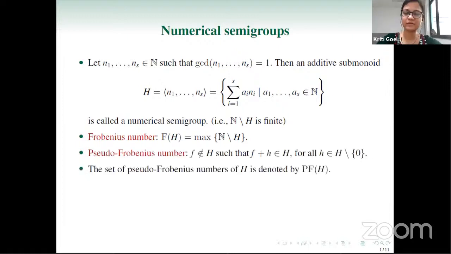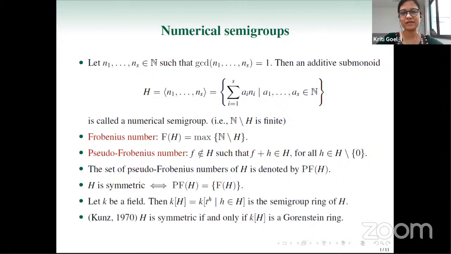The next term we define is the pseudo-Frobenius number. These elements again are picked from the gap set, but now they satisfy the property that F plus any non-zero element of the numerical semigroup should land inside the numerical semigroup. The Frobenius number satisfies this property by definition. The collection of pseudo-Frobenius numbers is the set which we denote by PF(H). There is a connection between studying pseudo-Frobenius numbers and properties of numerical semigroups. One such connection is the definition of symmetric numerical semigroups. There are various ways to define it, but one of the important characterizations of symmetric numerical semigroups is via the cardinality of the set of pseudo-Frobenius numbers. We say that H is a symmetric numerical semigroup if and only if the Frobenius number is the only pseudo-Frobenius number in the set.